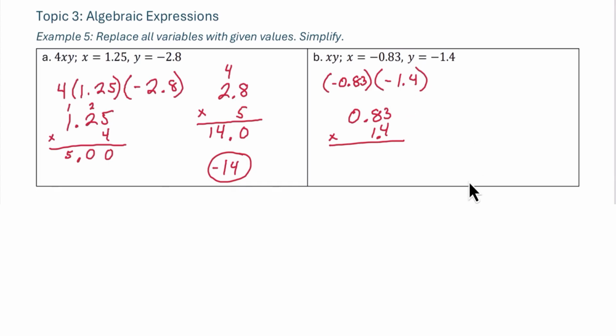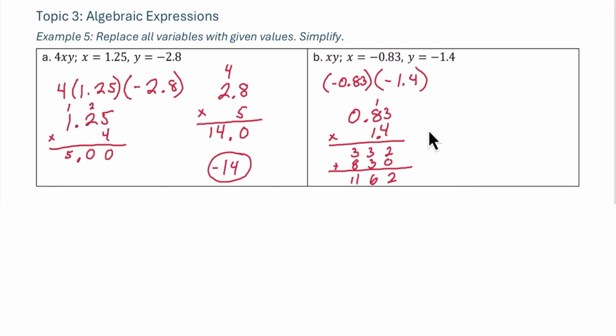4 times 3 is 12. Carry the 1. 4 times 8 is 32, plus 1 is 33. 1 times 3, 1 times 8. And then we add. We get 2, 6, and 11.